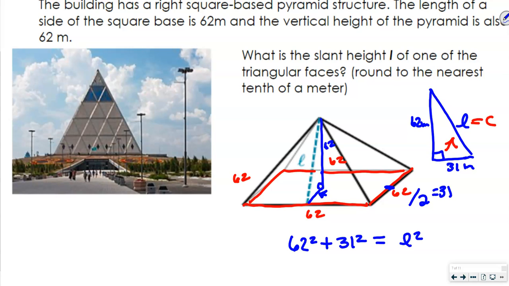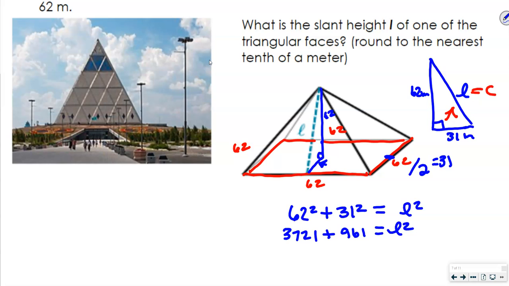So let me see what I got when I did this. I got 961 for this one, plus, wait, no, take that back. Did it wrong. 3721 plus 961. That's going to be equal to our L squared. And then I got 4,682 here for our L squared.